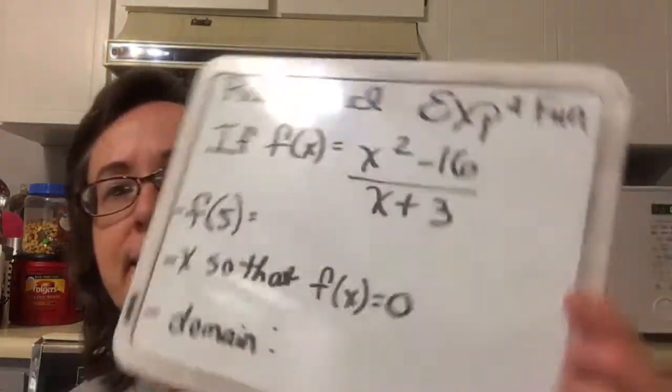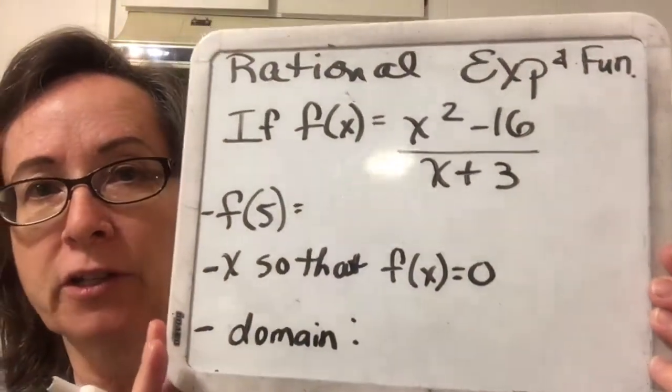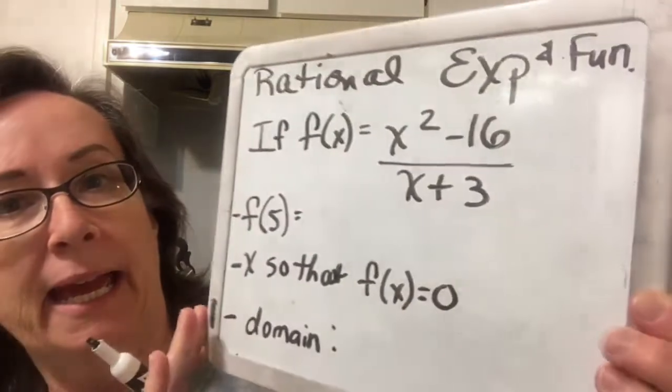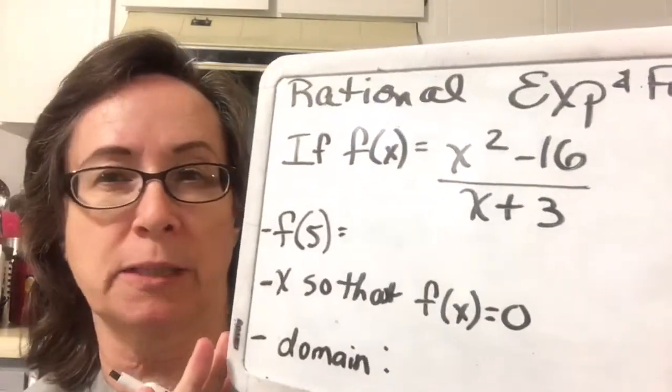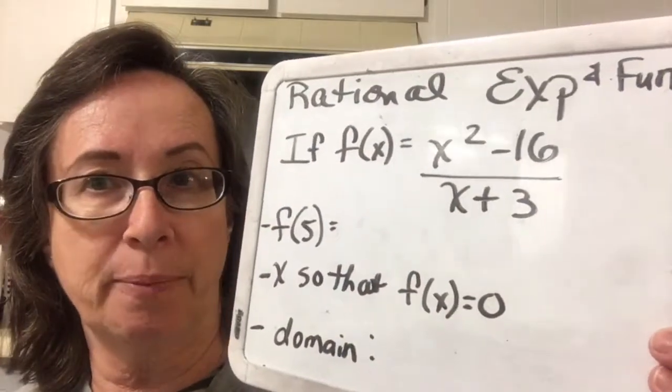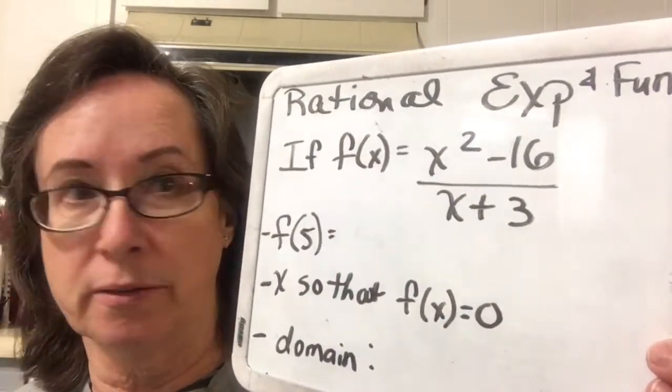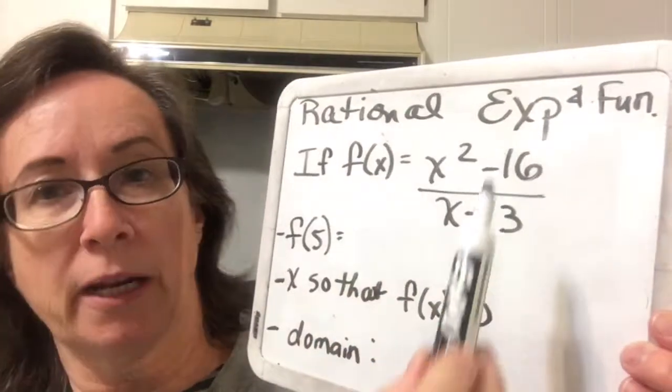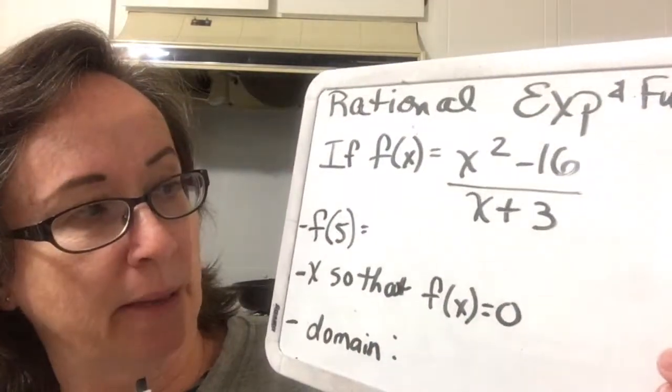So this is 8.1, and this is on simplifying, multiplying, and dividing rational expressions and functions. The first one that I'm going to do for you is a rational function. And remember that rational expressions and functions are simply fractions made up of polynomials. Okay, so we have a polynomial on the top and we have a polynomial on the bottom.